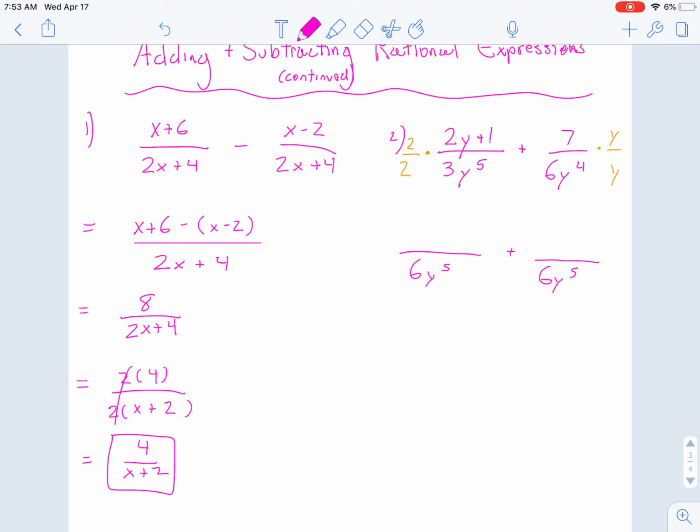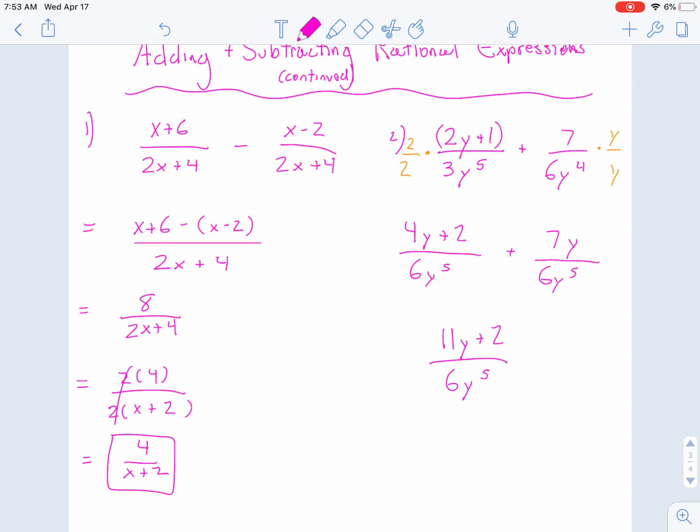Well, in the left fraction, we're multiplying 2 times the numerator. Well, it's 2 times the entire numerator, not just 2 times this 2y. We have to multiply 2 times both terms. So this will be 4y plus 2, and this is 7y. When we combine like terms, we get 11y plus 2 over our denominator. Let's ask if we can simplify.